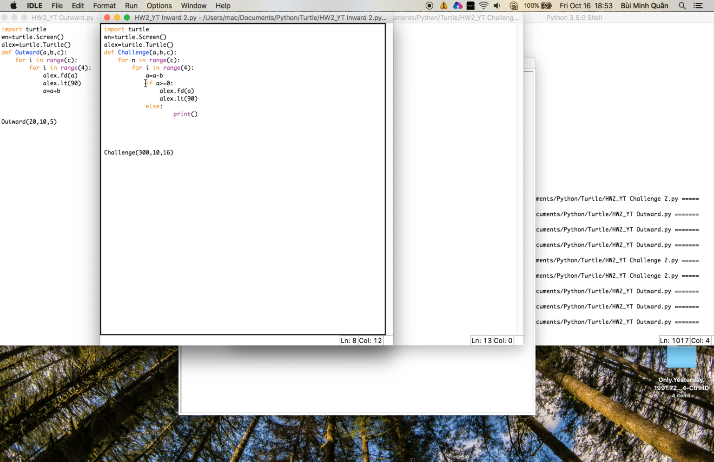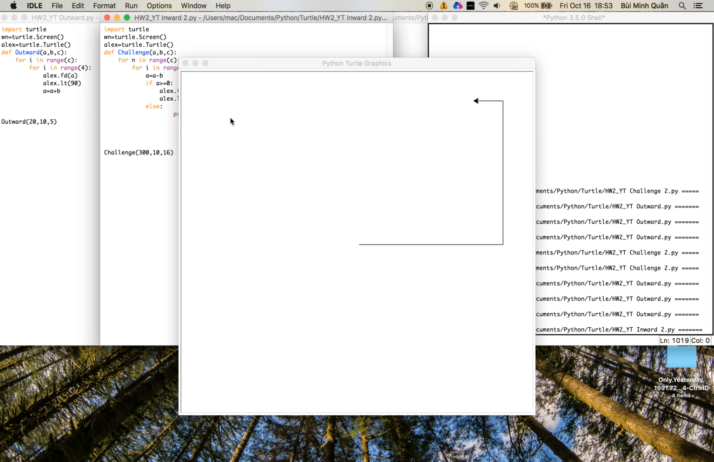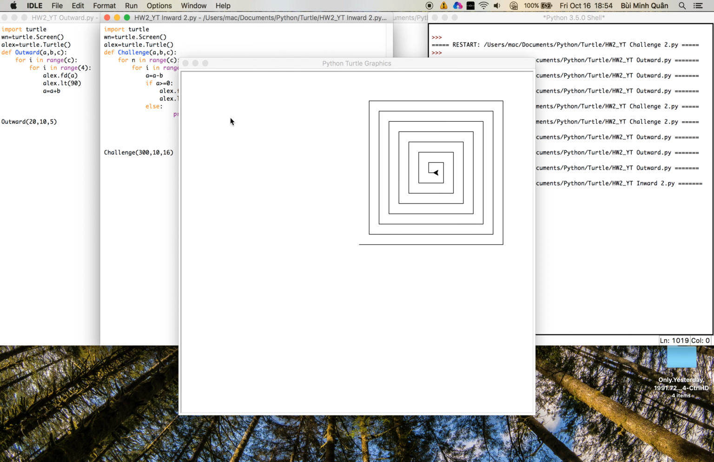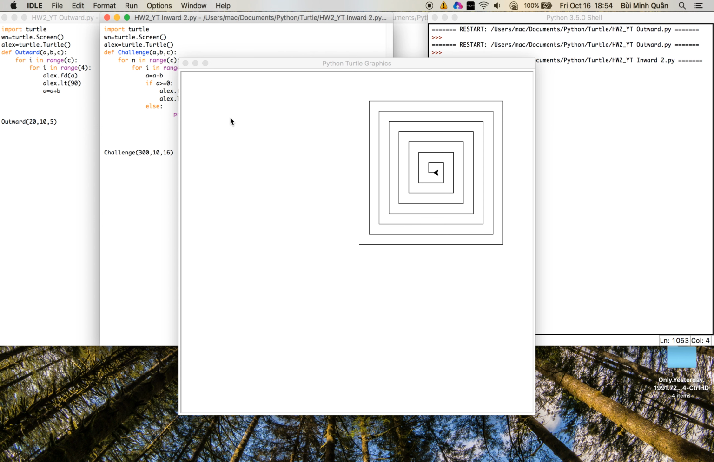So I make it: if A is equal to or bigger than 0, just draw the square. Else, everything is under the condition that A is less than 0, so I just do nothing. So here is the inward. Done. Not so hard.